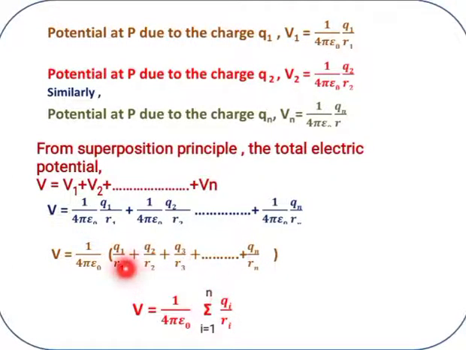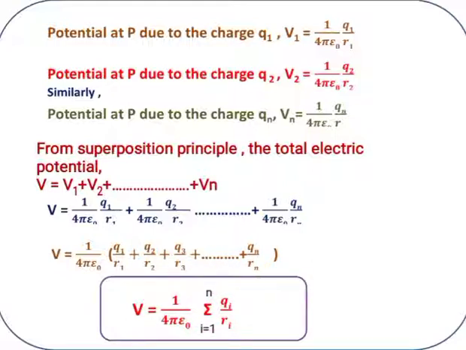What is varying? Carefully see: 1, 2, 3. Charge numbers are varying. Similarly, distance numbers are varying here, 1, 2, 3 up to n, and here also 1, 2, 3 up to n, Qn. So V is 1 by 4 pi epsilon naught summation of Qi divided by Ri, where i is an integer and we have to consider i from 1 to n. So this is the final expression for the electric potential if we study the superposition principle.